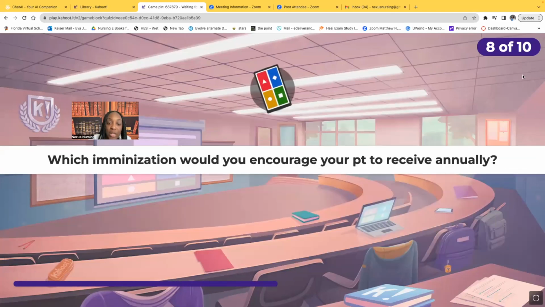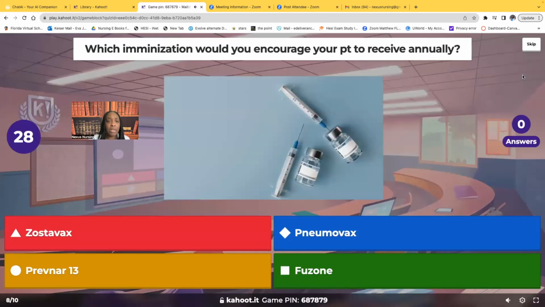Which immunization would you encourage your patient to receive annually? I'm sorry, I spelled immunization wrong. Forgive me. But anyway, which immunization would you encourage your patient to receive every year? Would it be the Zostavax, Pneumovax, Prevnar 13, or Fluzone? And I spelled Fluzone wrong as well. No, actually, that's correct. The medication is Fluzone. My apologies.